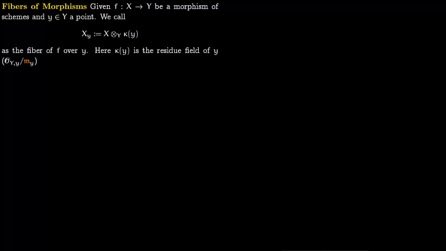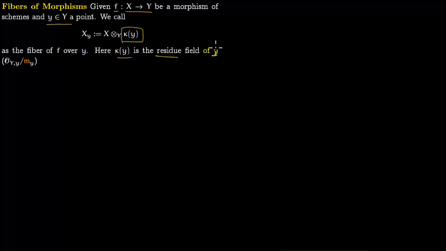In this lecture, we talk about fibers of morphisms of schemes. So say we are given a morphism f from X to Y, and these two are schemes, and y is a point in Y. So we can call this X subscript y. You take the scheme X, tensor it over Y with k of y. This is the residue field corresponding to this point y in the scheme Y.